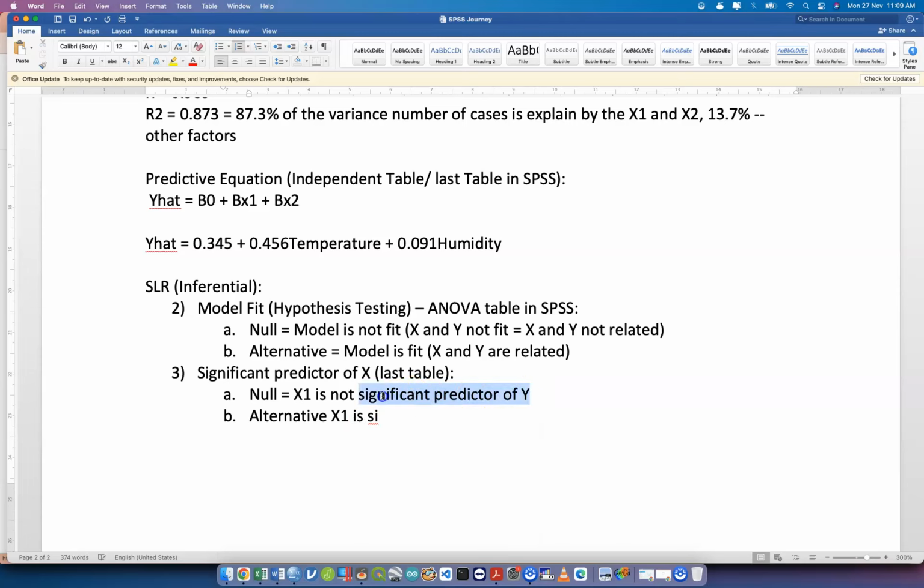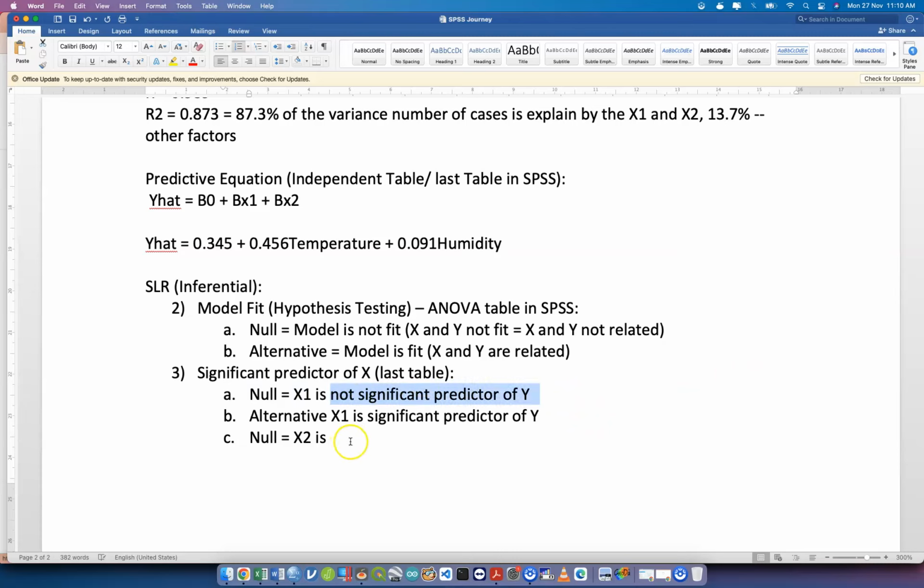Because we have multiple predictors, this one is for X1. Then we have another null, the second null, which is the null for X2. X2 is what, earlier? Humidity. Understand? Because we have many predictors.